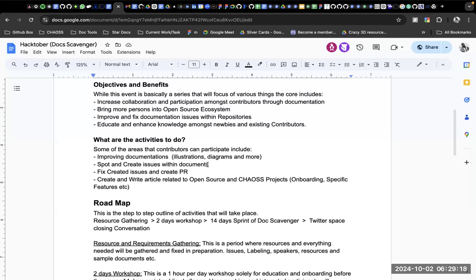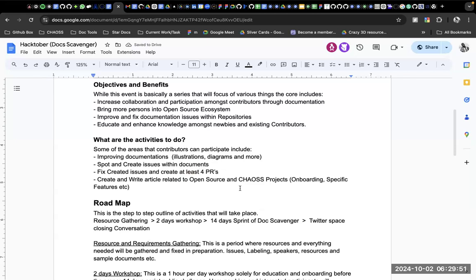So we are going to scout. Like I said, it's doc scavenger. So what you do in scavenging is scout. You look for things, you fix things, you create things, you get chaotic, right? So we are going to scout and fix things. The other one is fix created issues and create PRs. At least four PR requests.